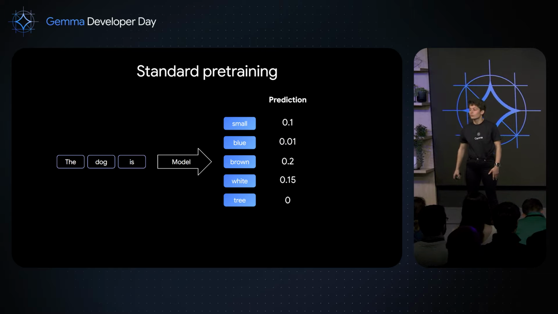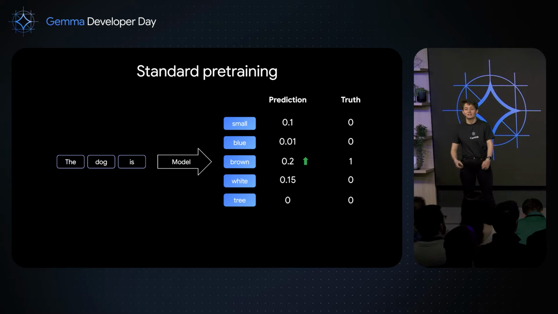And on this, the model will give a probability distribution. So the dog has 1% chance to be blue, 10% to be small, 2% to be brown, and so on. But on the task, we know that the dog is actually brown. So what is the model going to do? Well, it's going to adjust its probability distribution so that the brown probability will go a bit closer to 1, and all the other ones are getting closer to 0. And that's as simple as that.